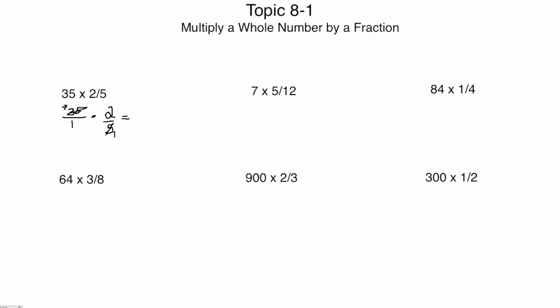Now, step 2, multiply straight across. Multiply the numerators, then multiply the denominators. What's 7 times 2? 14. What's 1 times 1? 1. What's 14 over 1, or 14 divided by 1? 14. Circle your answer. Did you get that? Great job.